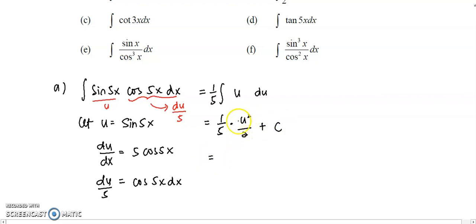Then you replace u back by sine 5x, so you have sine squared 5x. Remember, if you want to write a trigonometric function squared, you need to write the square in between sine and 5x. Then this is over 5 multiplied by 2, that will be 10, plus c.